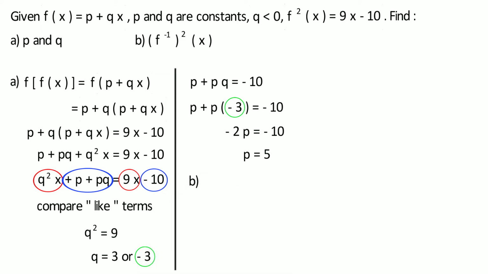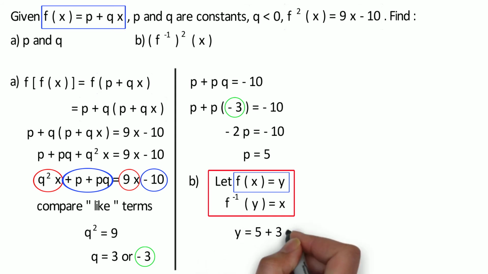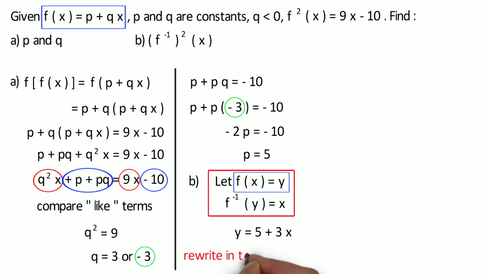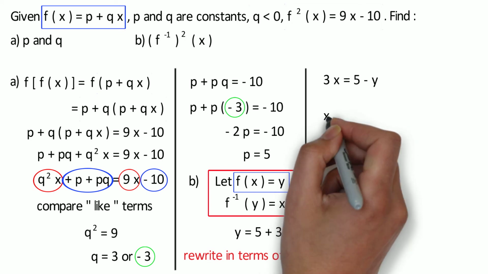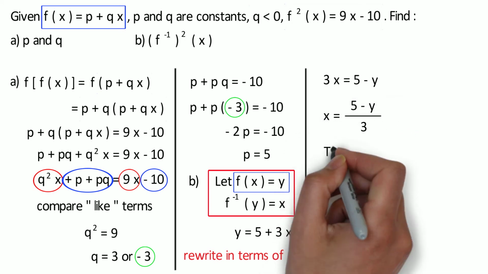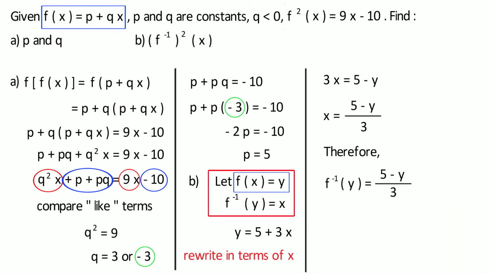Part B involves inverse functions. So the first step is to let f(x) equal y and f inverse y equal x. Since we already know the value of f(x), and f(x) equals y, we can write y equals 5 plus 3x. So rewrite the equation in terms of x and we get 3x equals 5 minus y and x equals (5 minus y) over 3. Therefore, f inverse y equals (5 minus y) over 3. Now replace y with x and we get f inverse x equals (5 minus x) over 3.